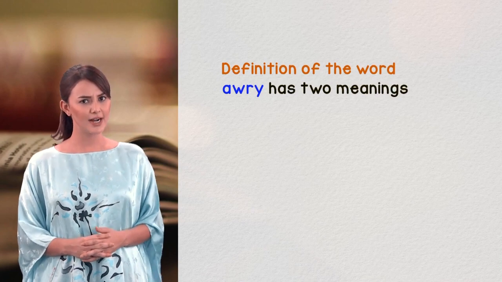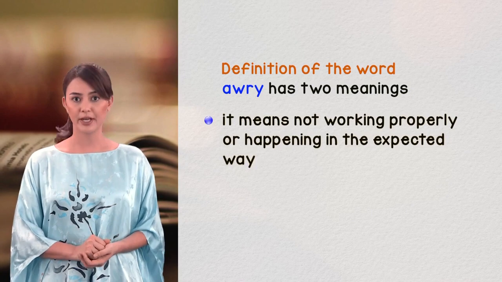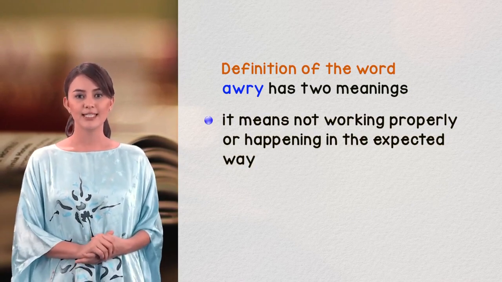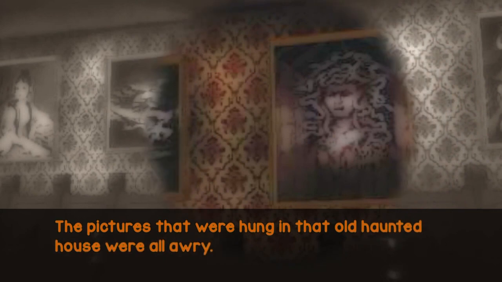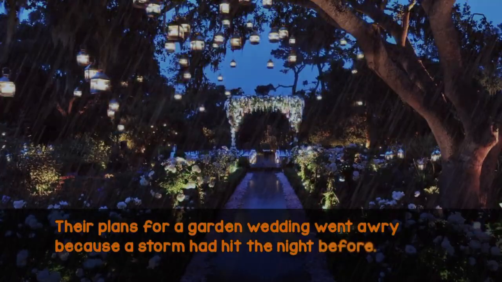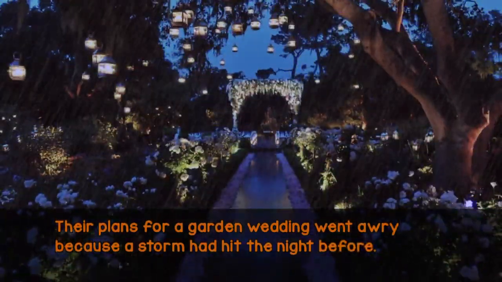Next, you will see the definition of the word. Awry has two meanings. First, it means not working properly or happening in the expected way. Second, it means not straight or neat. Finally, the dictionary tells you how it is used in a sentence. The pictures that were hung in that old haunted house were all awry. Their plans for a garden wedding went awry because a storm had hit the night before.